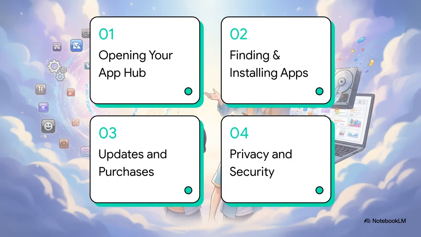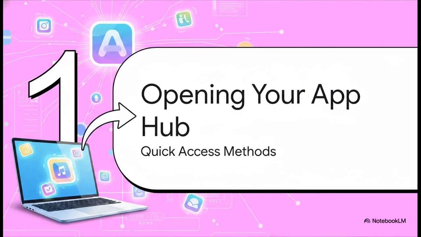So, here's our quick roadmap for today. We're going to cover: 1. Opening your app hub. 2. Finding and installing apps. 3. Managing updates and purchases. And finally, 4. Privacy and security settings. All right, let's jump right into section 1, opening your app hub.